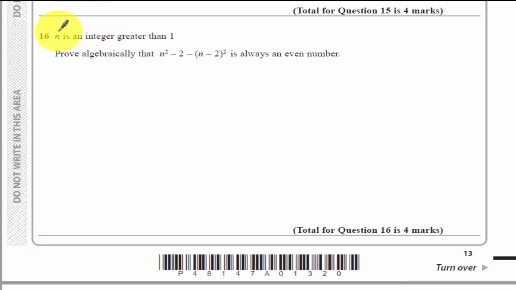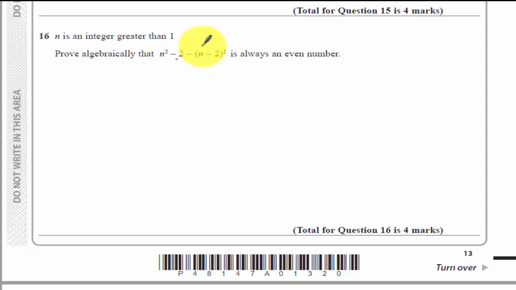Question 16. N is an integer, that's a whole number, greater than 1. Prove algebraically that n squared minus 2 minus (n minus 2) squared is always an even number. Now it doesn't hurt at the start of these questions to substitute a number in just to check you understand what's going on. There's no marks for putting an integer in, but it helps understand what's going on.